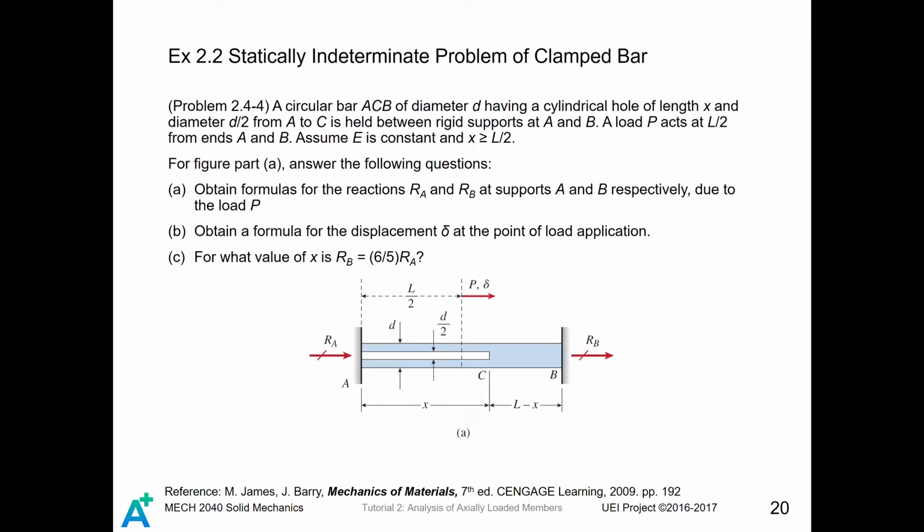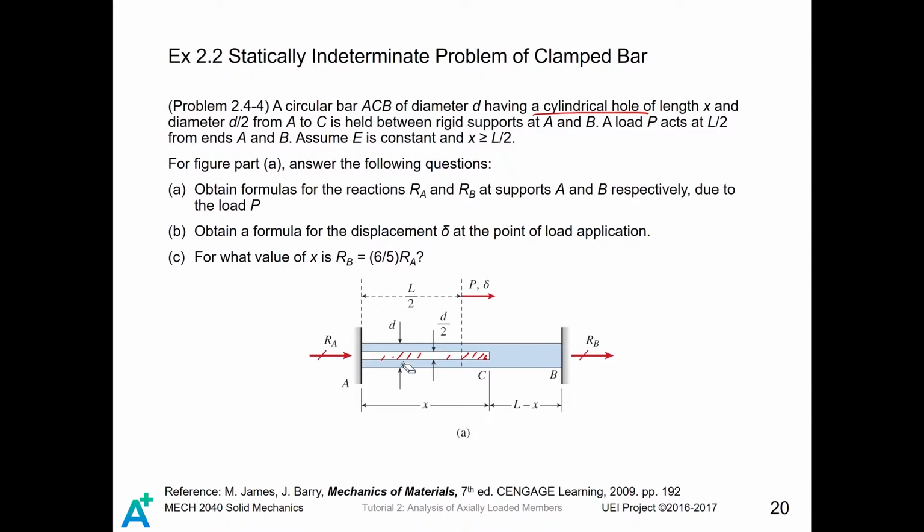Next, I'm going to discuss a statically indeterminate problem of the clamped bar. A circular bar ACB of diameter d has a cylindrical hole of length x and diameter 1/2 of d from A to C. So this is the hole from A to C. It is held between the two rigid supports at A and B. A load P is acting in the middle to the right hand side.